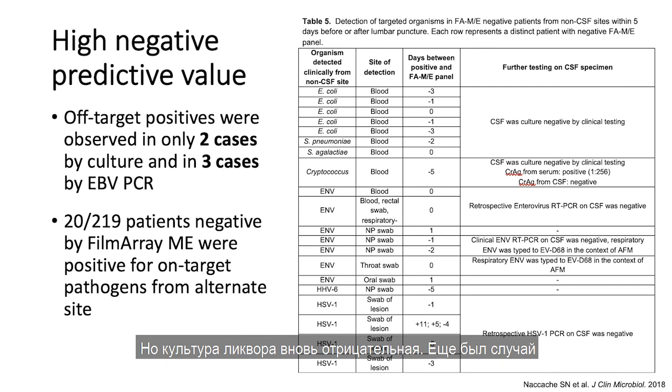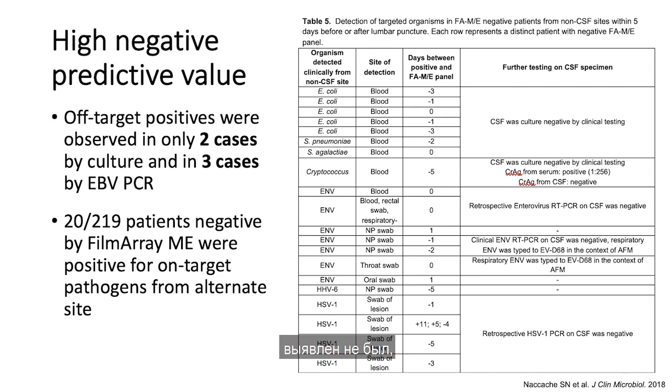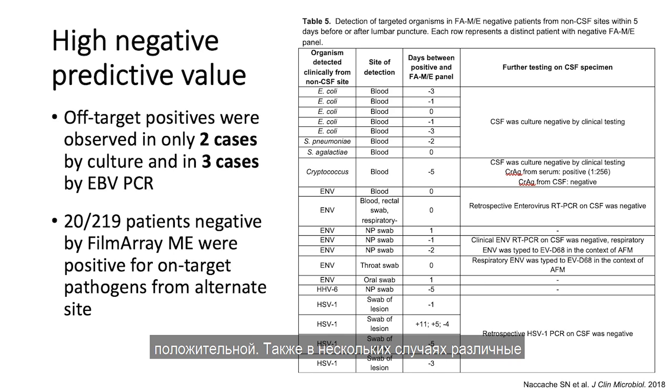Strep pneumoniae and Strep agalactiae, same thing, were from blood. CSF was negative. We had a Cryptococcus that was recovered from blood, but the CSF antigen was also negative, and it was only the serum that was positive. And then a variety of enteroviruses that were picked up by NP swabs and throat swabs.